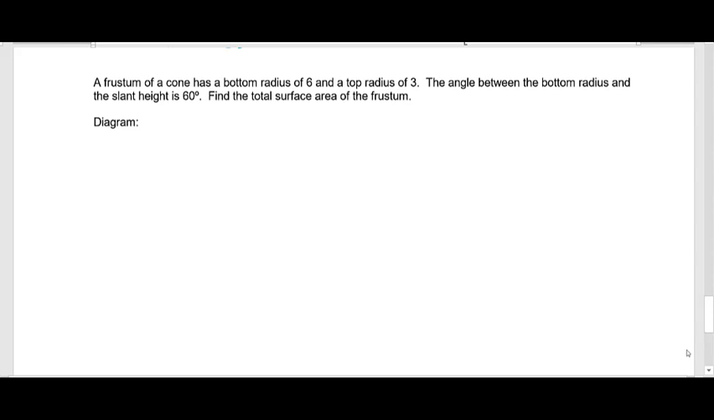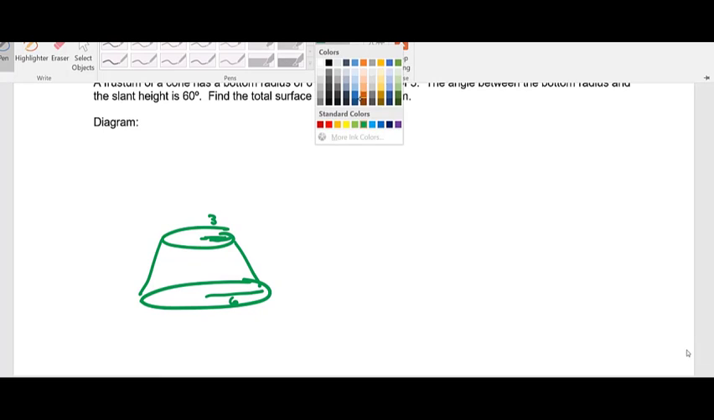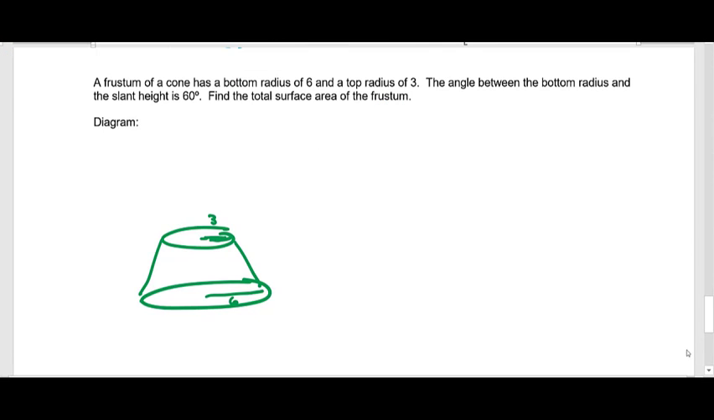So you have a frustum, and the bottom radius is 6, and the upper radius is 3. And the angle between the bottom radius and the slant height is going to be 60 degrees. So that angle right there is going to be 60. So we're just going to follow the procedure. I'm going to extend these two slant heights so that it turns it into one gigantic cone.